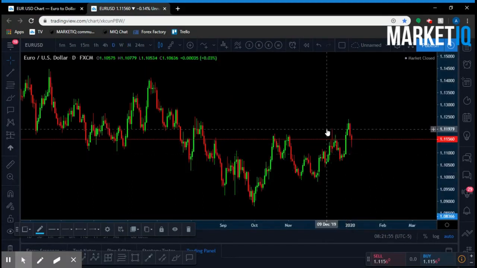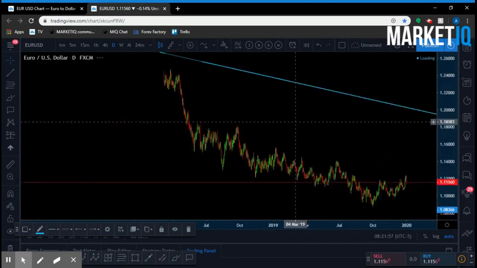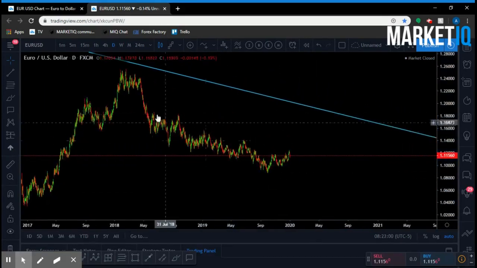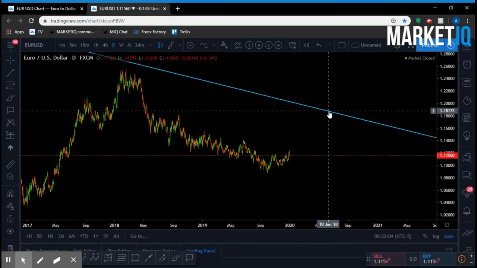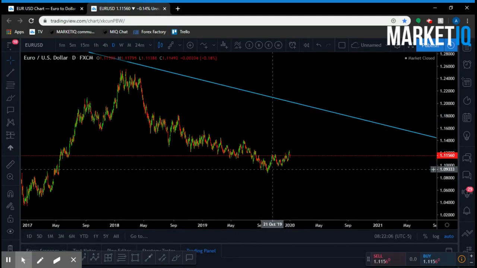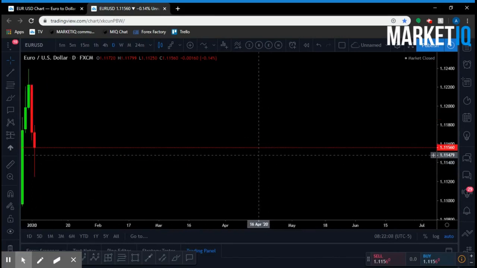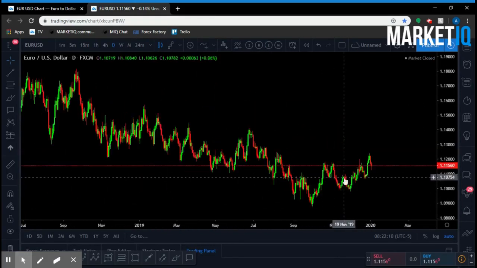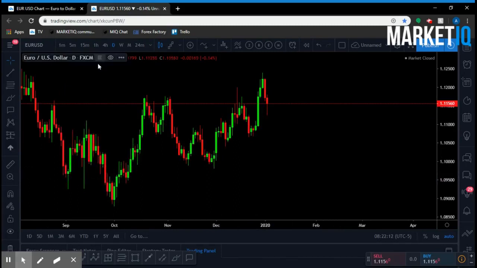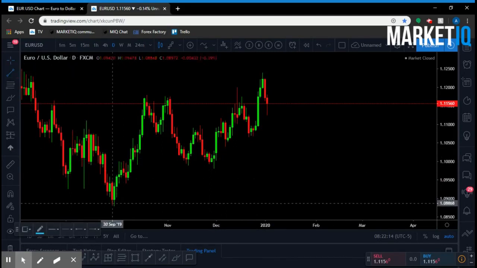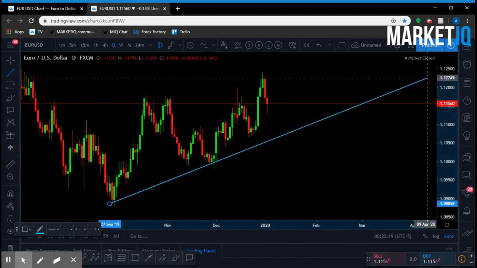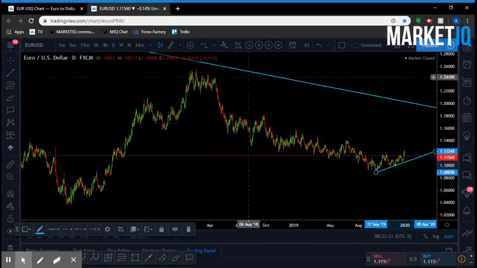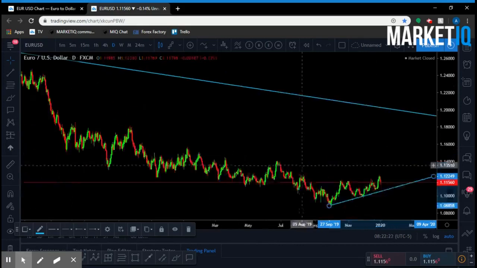Start at the monthly, and then we're going to go down to the daily. On the monthly time frame, we've got a lot of room to go until we hit that trend line. When we go down to the daily time frame, you can see that we're starting an uptrend. Okay, so downtrend on the monthly.